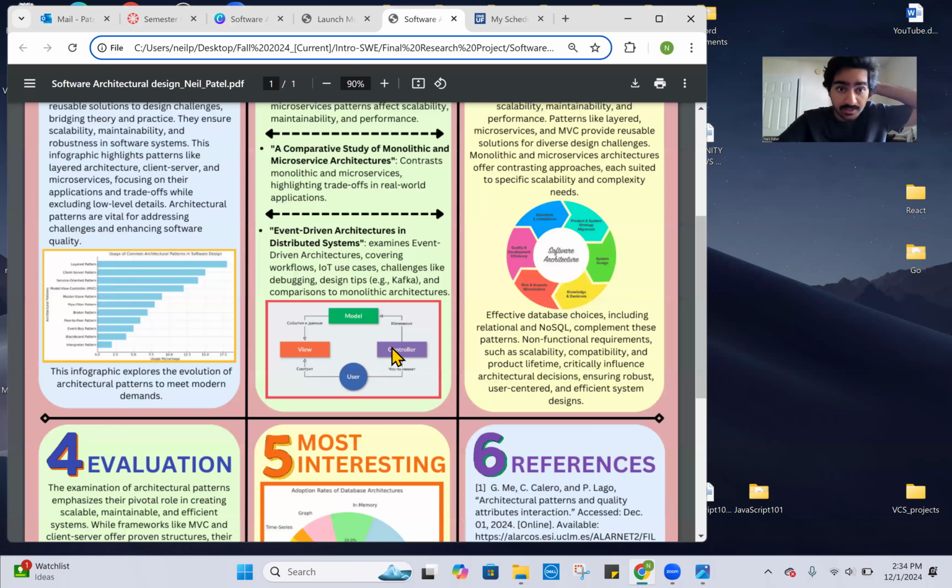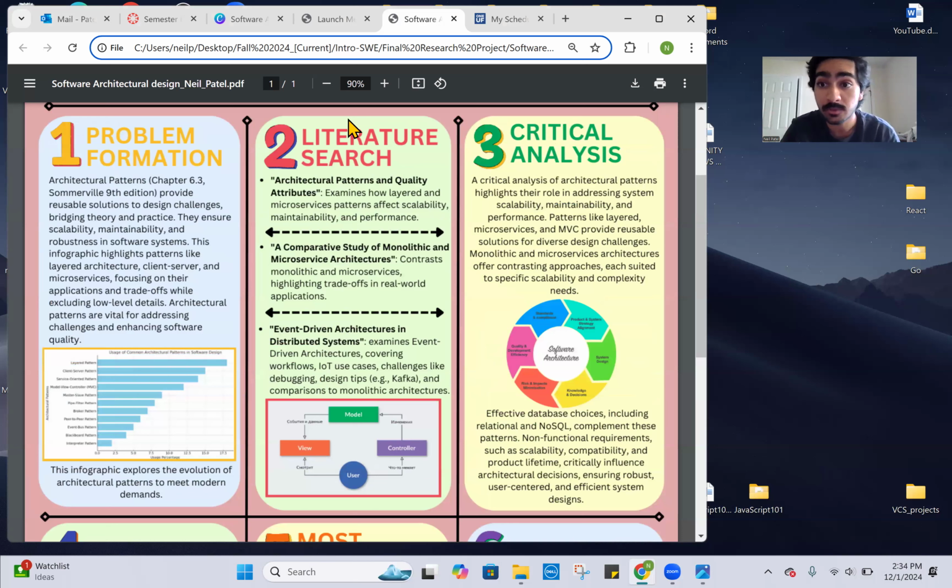Okay. And then let's take a look, scroll up, and we have the literary research. So I read about three different peer review passages. And what I found were very nicely written research papers about the architecture. So here we have the titles: Architectural Patterns and Quality Attributes. We have a comparative study of the monolithic and microservice architecture, which is just a way of processing the information that was being coded. And then we have event-driven architecture in distributed systems. That's also very important. So let's take a look at the critical analysis.